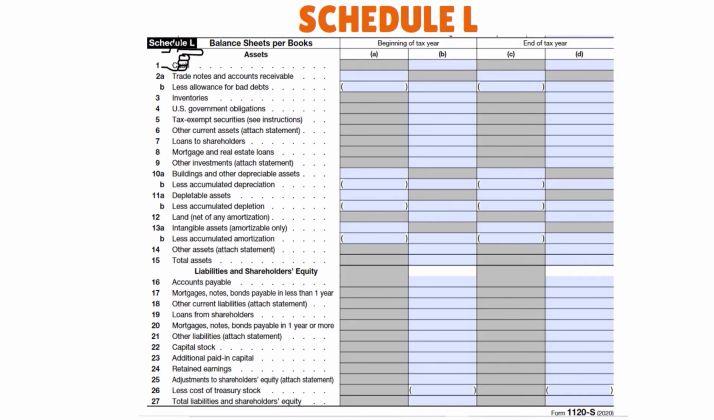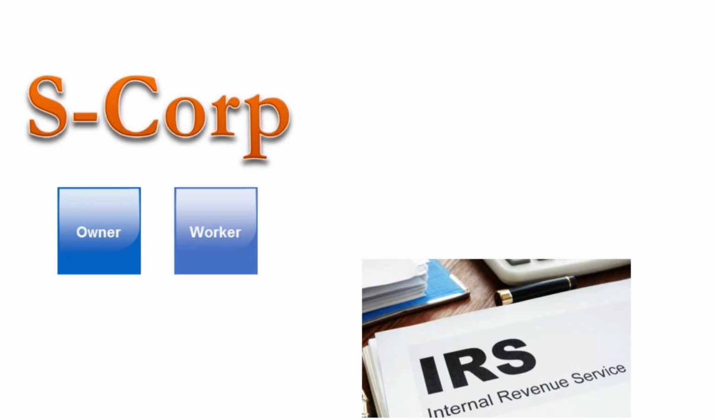You can see here it says balance sheets per books, and you have the assets, liabilities, and shareholders' equity. The IRS is just trying to analyze a company, and an experienced accountant can retrieve a lot of information by analyzing a company's balance sheet. This is a trove of data when done correctly. So that's why the IRS wants this information from S corporations.